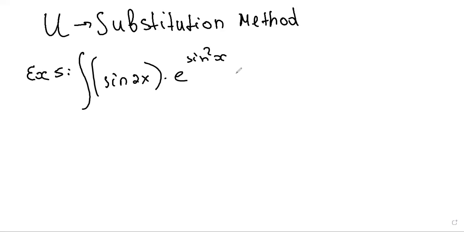But before starting our u substitution method, we should simplify it. If we have good trigonometry knowledge, we know that sine 2x is equal to 2 cosine x sine x.